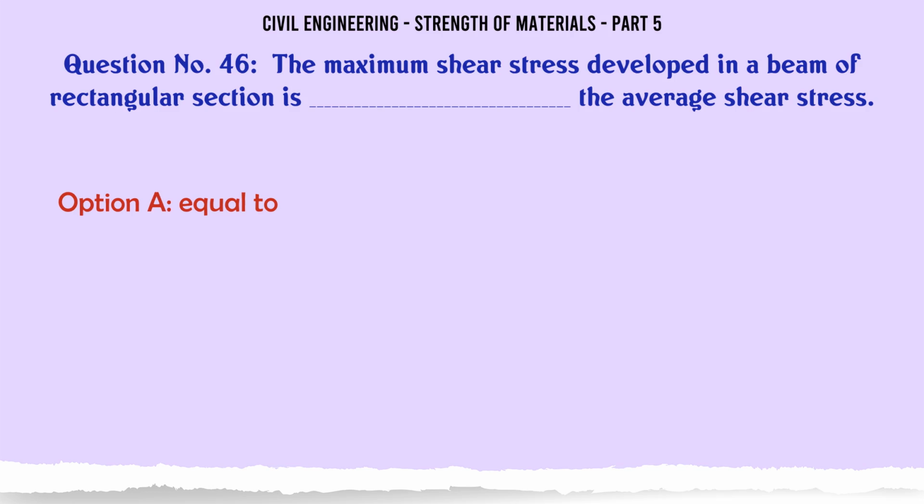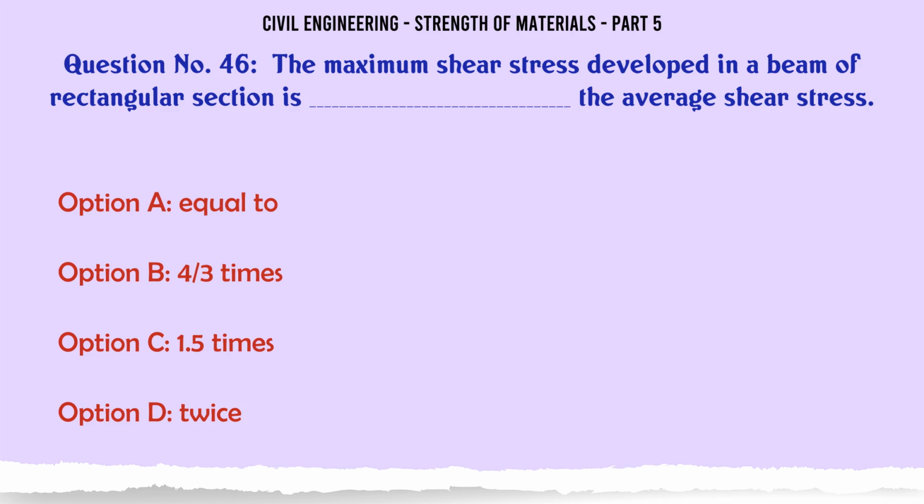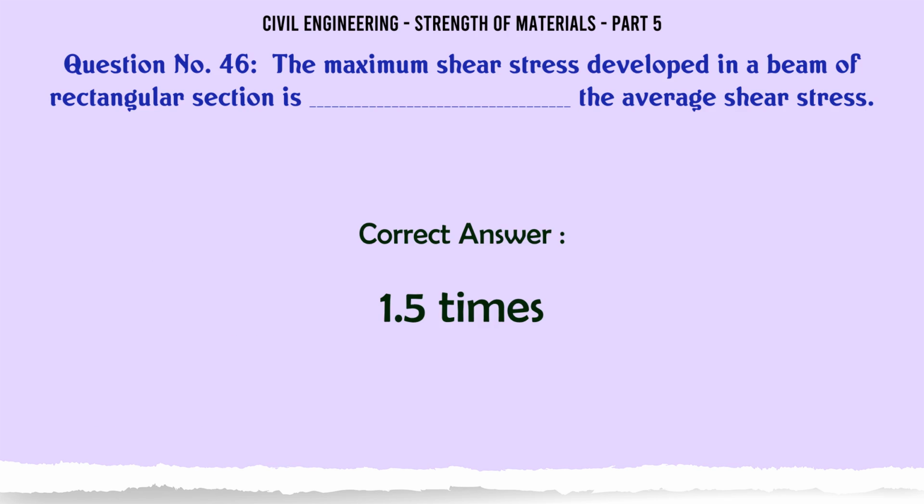The maximum shear stress developed in a beam of rectangular section is the average shear stress: A. equal to, B. 3 times, C. 1.5 times, D. twice. The correct answer is 1.5 times.